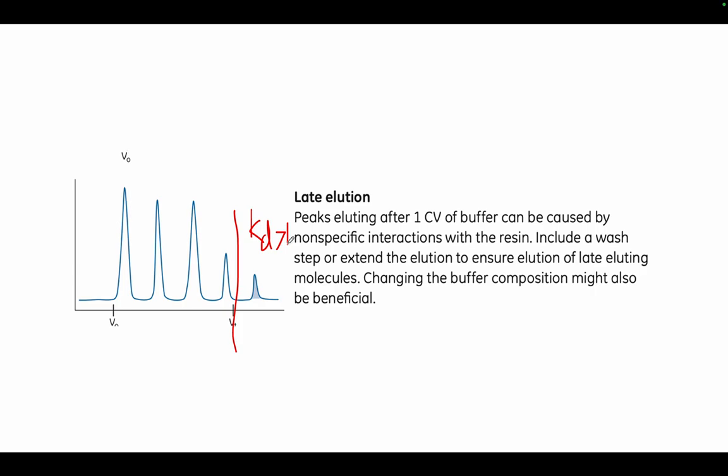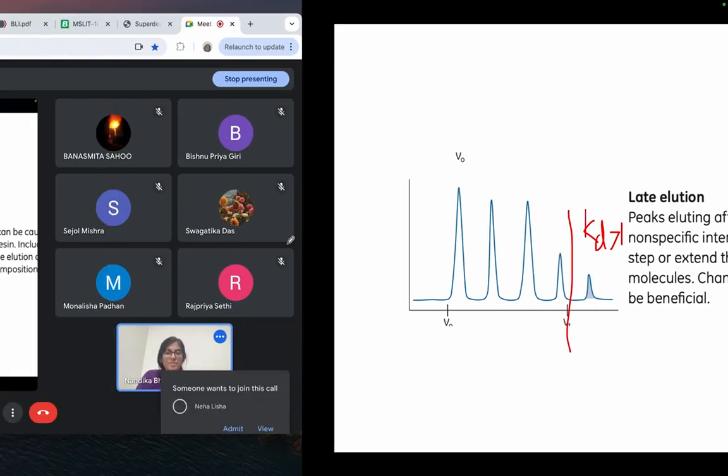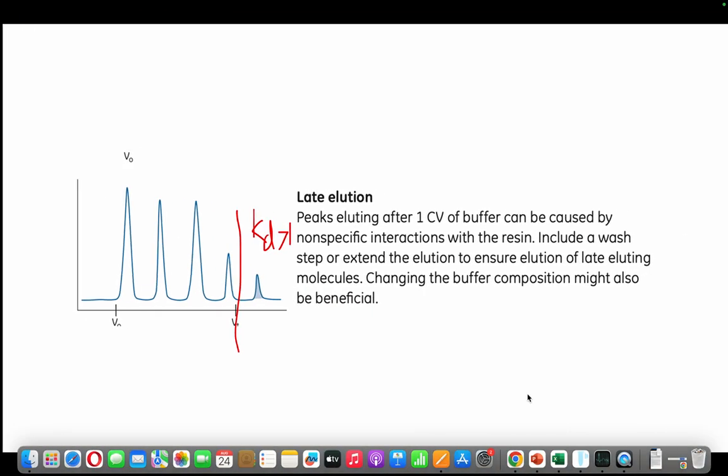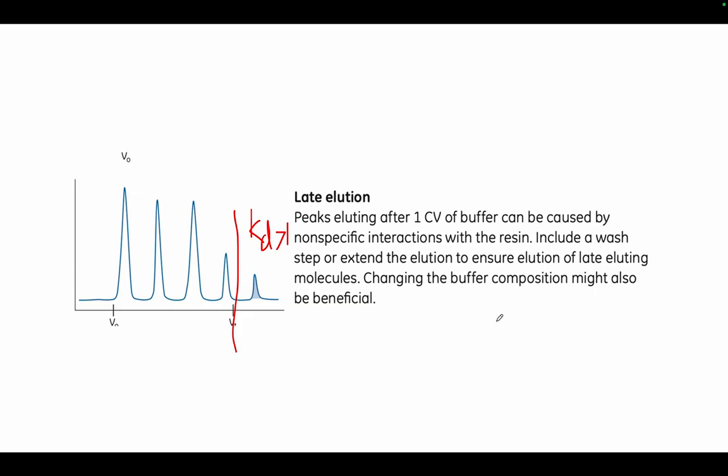So maybe we need to change the buffer composition or change the kind of resin that we're using if this is the case. Obviously, you can understand that if our sample starts interacting with our resin, then the separation is not going to be based purely on size. It's also going to be based somewhat on the affinity for the resin. So then we cannot use this as an accurate measure of the size of the protein. So ideally it should not interact with the resin at all.